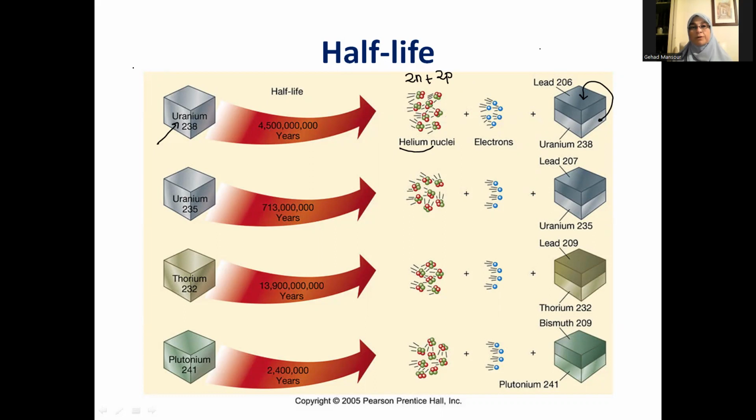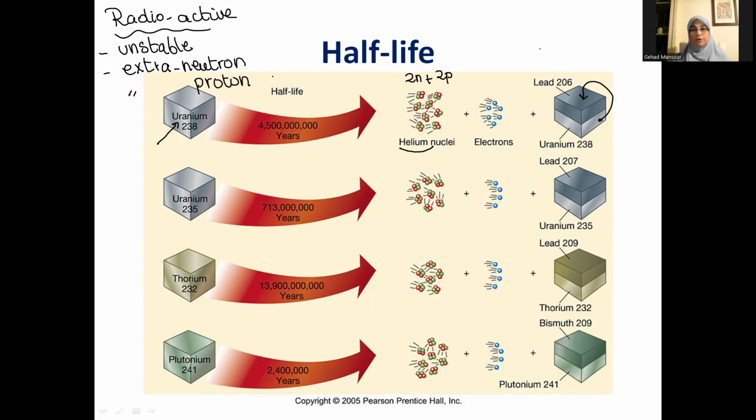So uranium-238 is a radioactive material. What is a radioactive material? What are the characteristics of a radioactive material? A radioactive material is an unstable element, and it is unstable because the nucleus of that radioactive element contains an extra neutron or contains an extra proton. And in order for these extra neutrons or extra protons to stay in the nucleus, the nucleus contains more energy than normal, and therefore there is tendency for the nucleus to decay and to release particles from the nucleus.